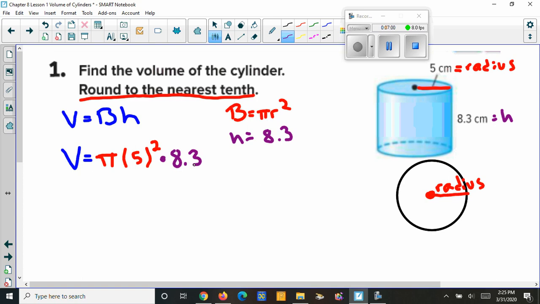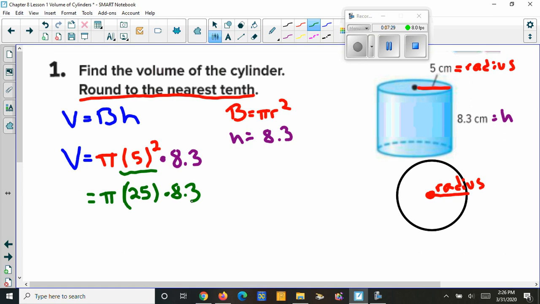I suggest whenever possible to go ahead and simplify anything that you can at the beginning here, such as this 5 squared. We are familiar with 5 squared. We know 5 squared is 25 times 8.3.